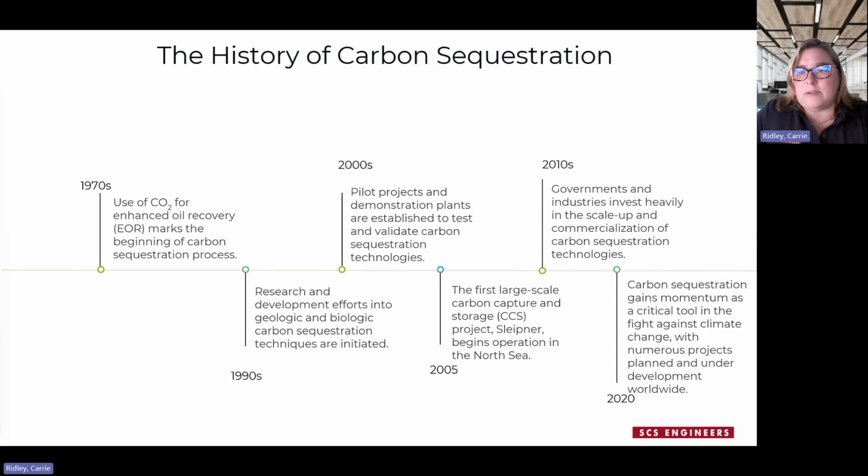In the 1990s, research began to figure out how permanent storage could be achieved under the same principles as EOR. And over the last quarter century, significant progress has been made along with taxpayer investment. As the case for climate mitigation strategies increases, so has the number of projects and investment into carbon sequestration.